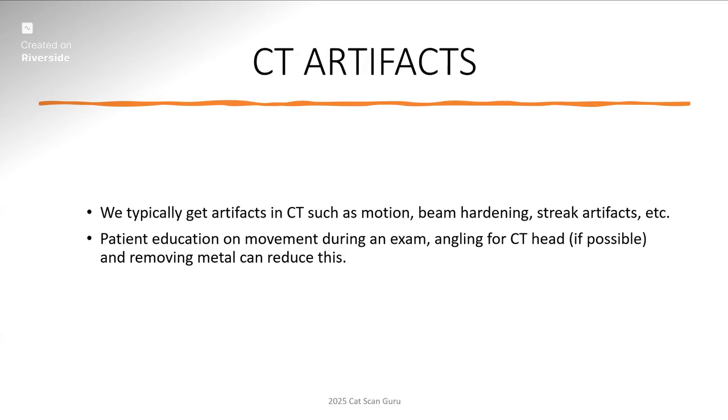Typically, where we see beam hardening is in the head because of the petrous ridges. That's why we angle 15 to 20 degrees on head CTs, if your gantry is able to angle, to minimize that streak artifact and that beam hardening. Anything that shouldn't be within the body being imaged will cause beam hardening because it takes more x-rays to get through the body. Patient education on movement during an exam, angling for heads, and removing any metal objects that can be removed can reduce this. Instruct your patient to hold still for their CT, not talk, and minimize movement as best as we can.